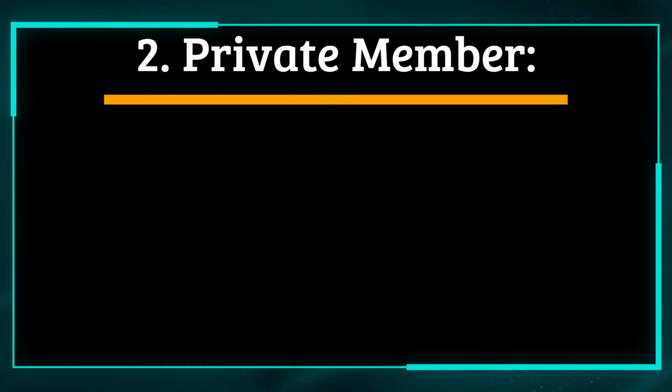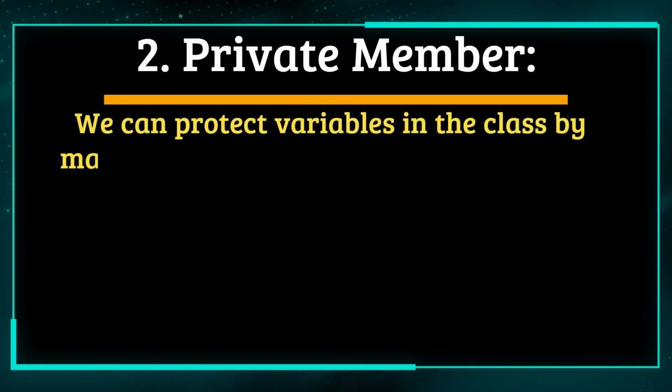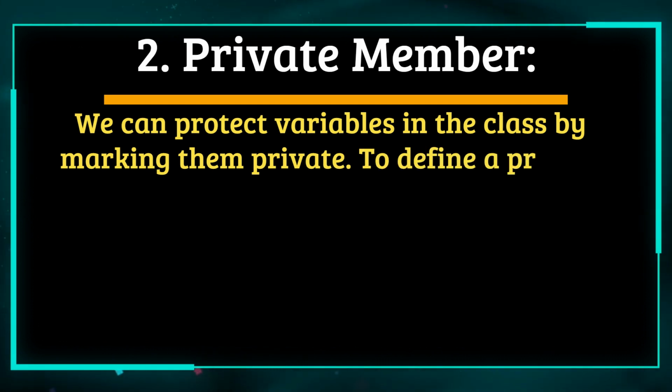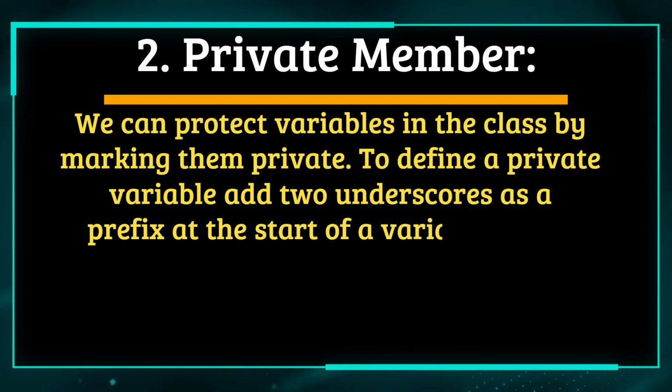2. Private member. We can protect variables in the class by marking them private. To define a private variable, add 2 underscores as a prefix at the start of a variable name.